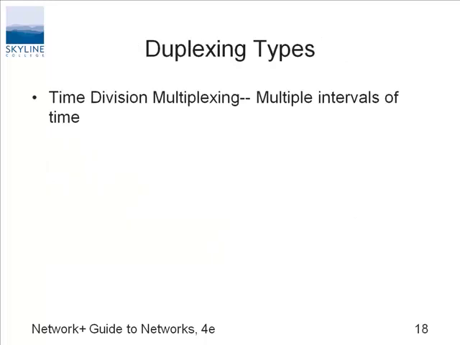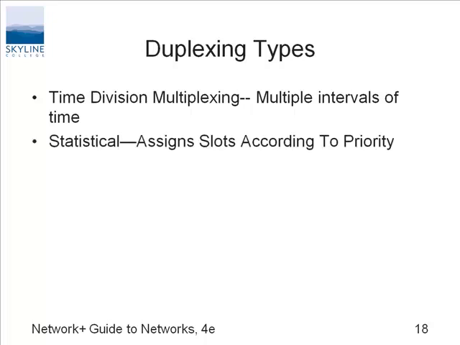Multiplexing types: time division multiplexing, intervals of time. The way I like to think about this is like a roller coaster. People get on a roller coaster, you've got people lined up and the little time slots, the seats that people get into. Then you go to the next time slot, and the next. So we divide the transmission medium up into time slots that information goes into to send it across the network, at multiple intervals of time.